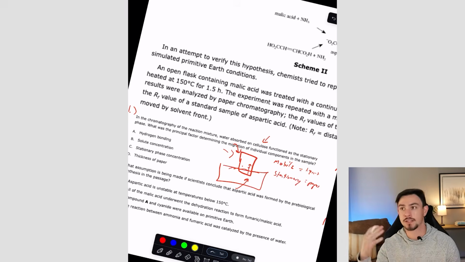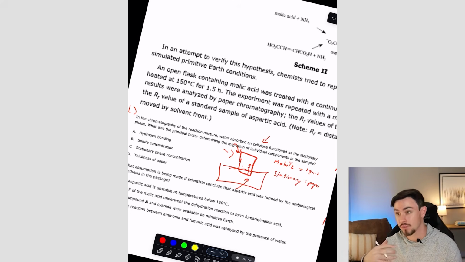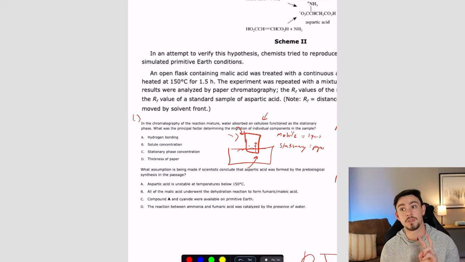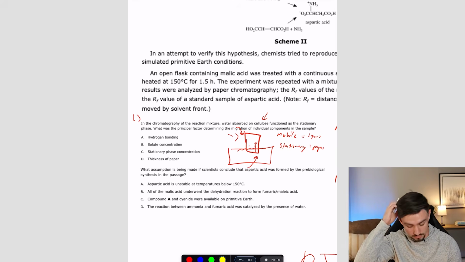So the idea here is like that classic mantra, like dissolves like. So if your molecule is easily dissolvable in the water, it's going to stick very hard and it's not going to travel very far. That's what we're working with. So reading this question, what's the principal factor determining the migration of individual components in the sample? So this question can be flipped for polar versus non-polar. If we're going to reword it, we're going to say what makes something polar, because our phases are polar, right? So they're moving in a polar direction. So what makes something polar?